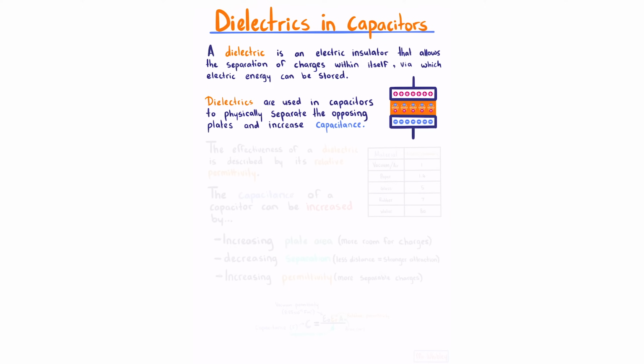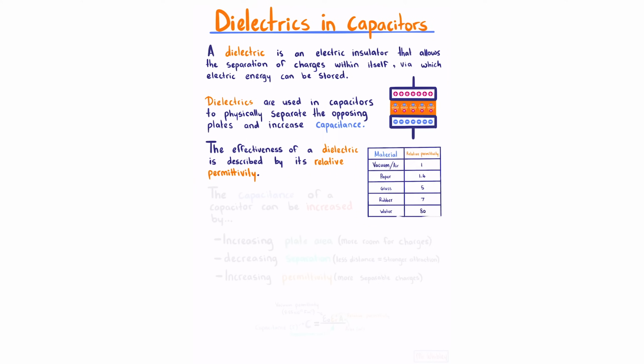The negative charges attract to the positive and the positive to the negative, almost like storing energy by stretching a rubber band. The effectiveness of a dielectric is described by its relative permittivity. And here I have a list of common materials and their relative permittivities. The permittivity in a vacuum is 1, and for air it's close enough that we also assume it to be 1.